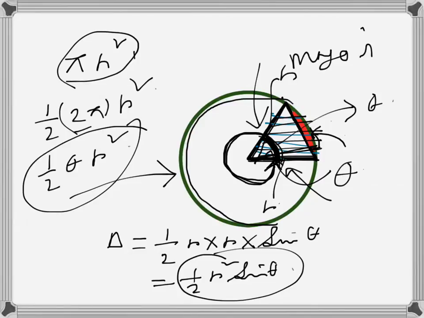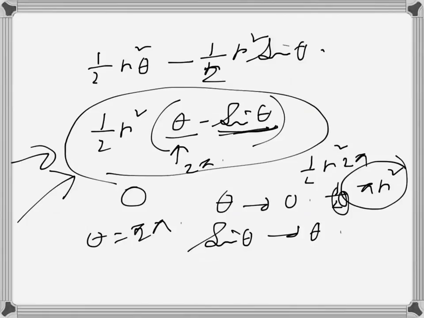So for problems, what we need to remember is this formula, the area of the major sector, and this formula, which is the area of the minor segment. And we always have to remember that theta has to be in radians. If it is given in degrees, it has to be converted to radians before we can apply this formula.